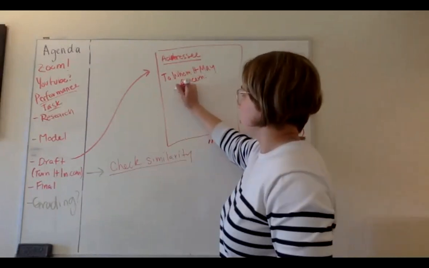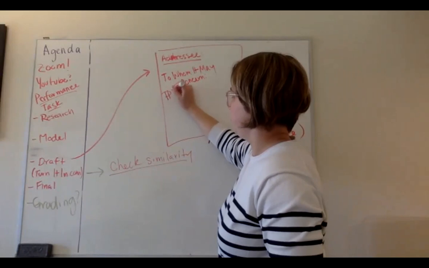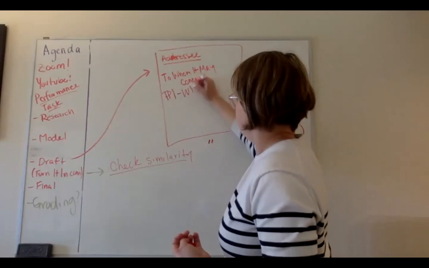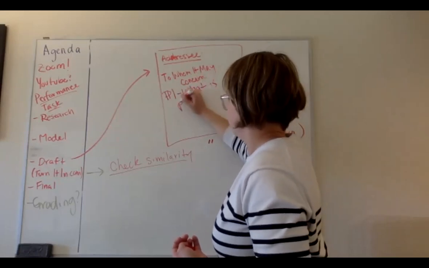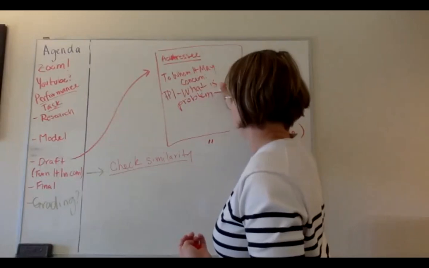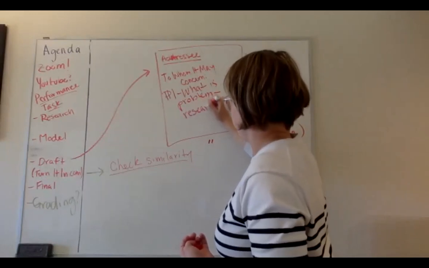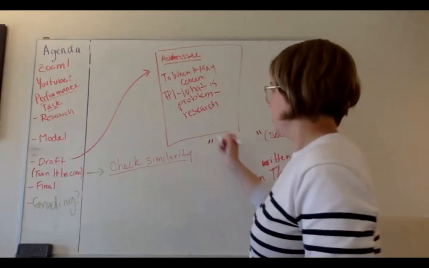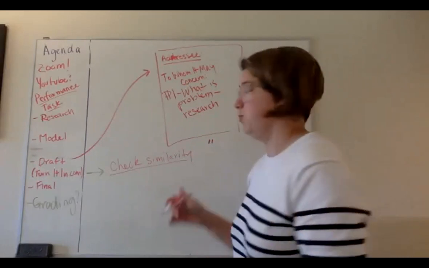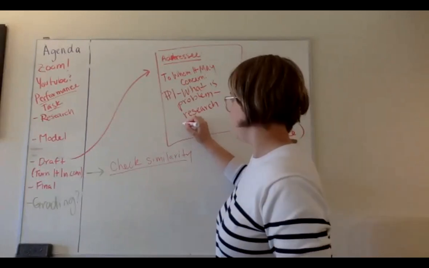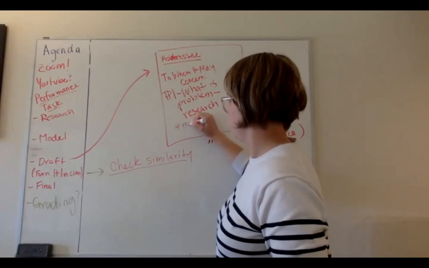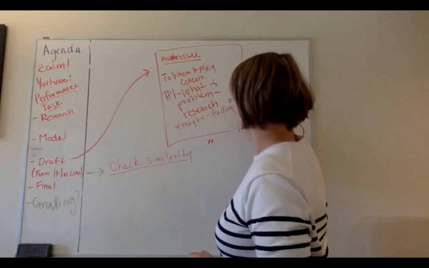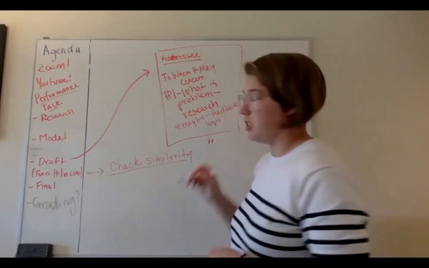And so your first paragraph should be about your research. What is the problem? What's the research behind it? You could also, you don't have to, but you could talk about your feedback loops.